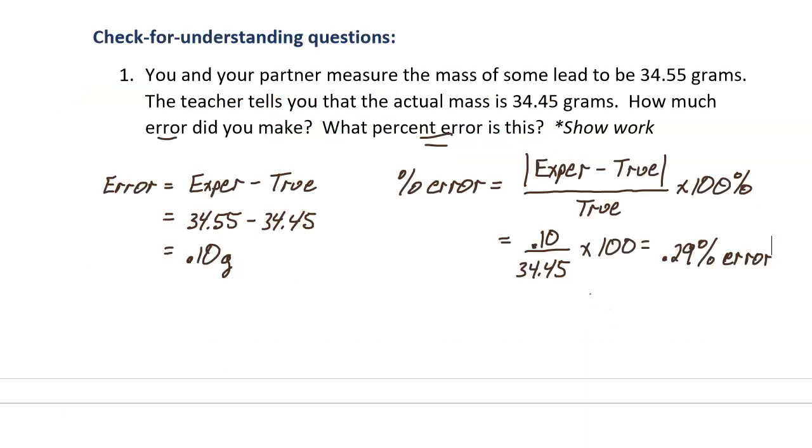Here are the answers to that first check for understanding question. The amount of measurement error was 0.10 grams. That's how much different your measurement is than the correct value. Now, is that a large amount of error or an acceptable amount of error? When you take the absolute value of that number, it's still positive 0.10, and compare it to what the true value should be, you find out that it's only a 0.29% error, less than a 1% error. You and your partner measured very well.